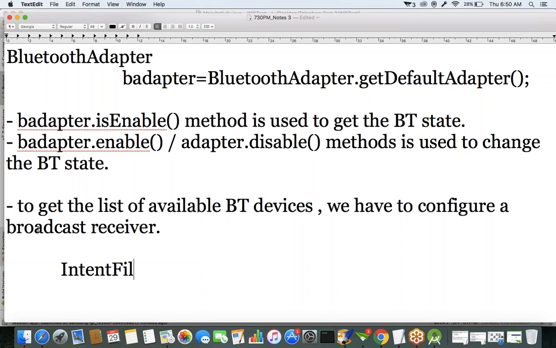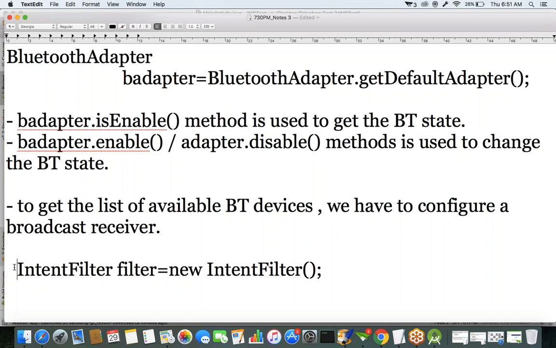First, we'll configure the intent filter, specifying for which events we want to get the announcement. IntentFilter is equal to new IntentFilter. Yesterday we discussed the broadcast receiver concept, which is used to get system announcements. Even a new Bluetooth device being found is a broadcast. So before we start searching for devices, we have to configure a broadcast receiver.